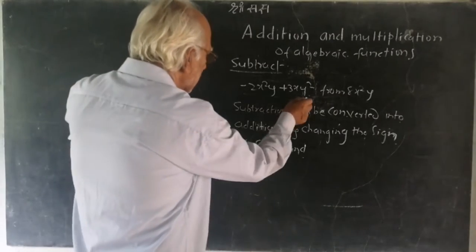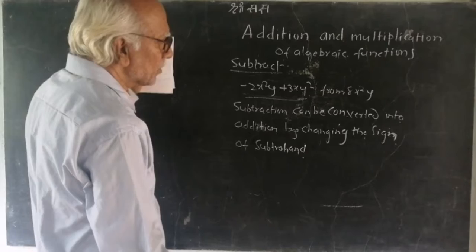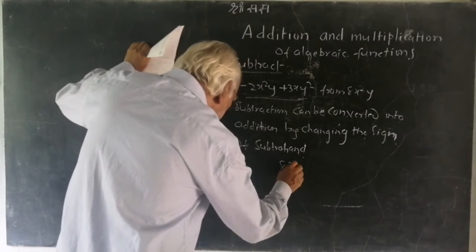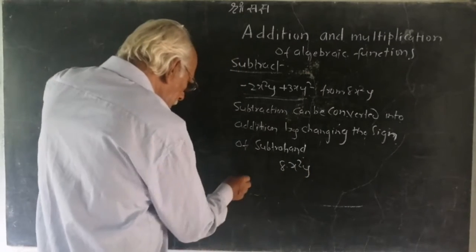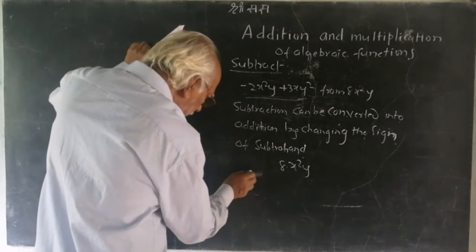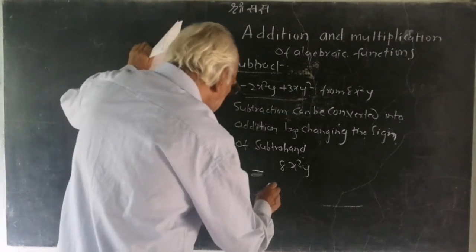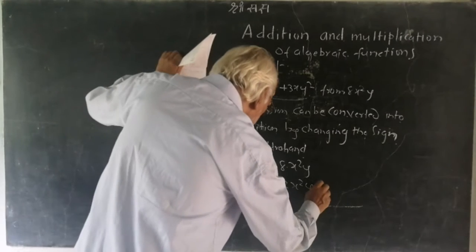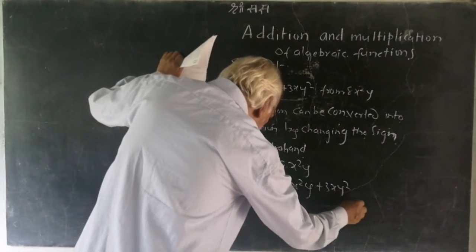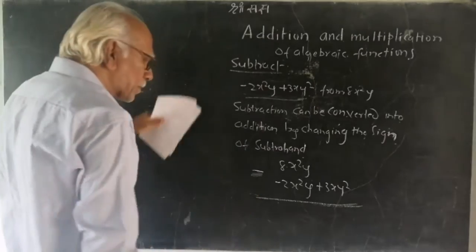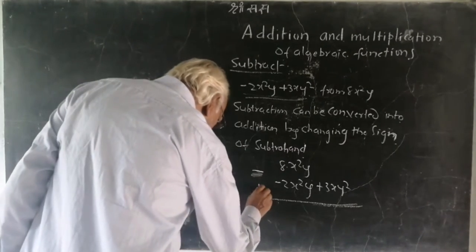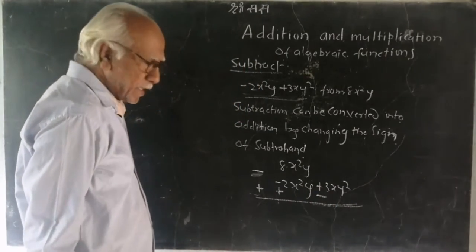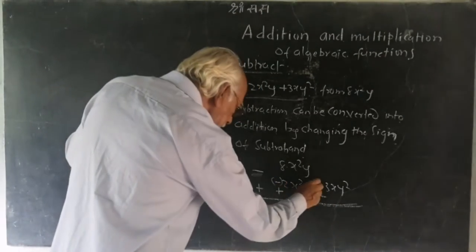So, what is that subtrahend? It is minus 2x square y plus 3xy square, and the minuend is 8x square y. So what will we be doing? Subtracting minus 2x square y, the same term, and then plus 3xy square. So what is that particular subtraction? It is addition by changing the sign.